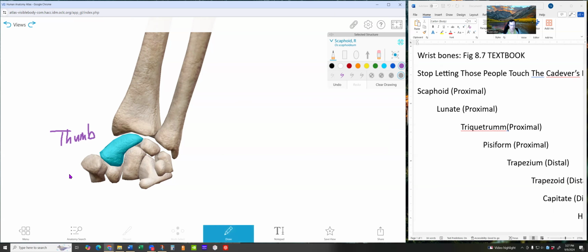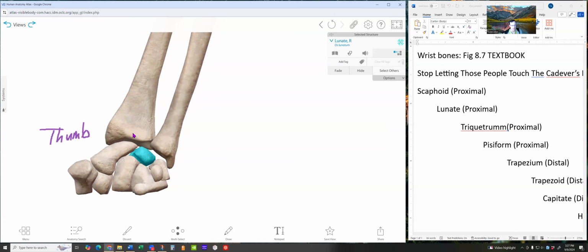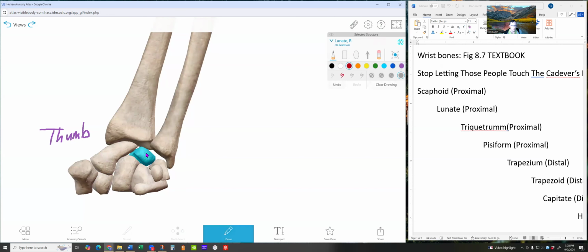This is the thumb side over here. So we have scaphoid. Next, we have the lunate. Notice how the lunate is kind of in between the radius and ulna, right? It's kind of right in the middle here between the radius and ulna. That might be a nice memory trigger for you to visualize that lunate is sort of right in the middle between the radius and ulna, right? It's kind of like right there. All right, so scaphoid, lunate.